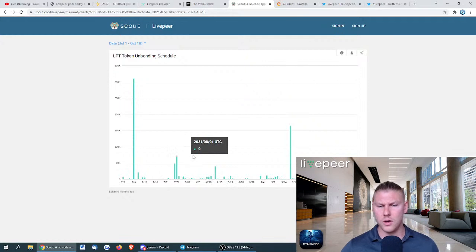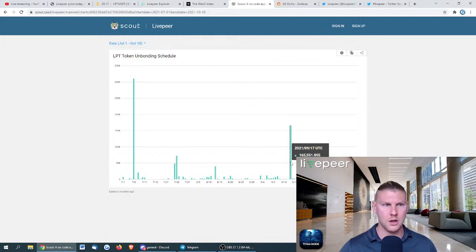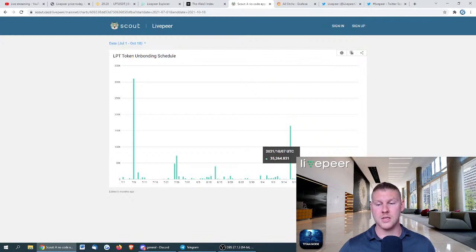And then you got not much going on here. Definitely have another whale here on September 17th that unbonded. And then it kind of went dead. I mean, there's not much unbonding happening. Here in October, some unbonding. I actually think I know what caused these unbondings. It was somebody who's trying to switch an orchestrator and didn't know you could do it without unbonding.